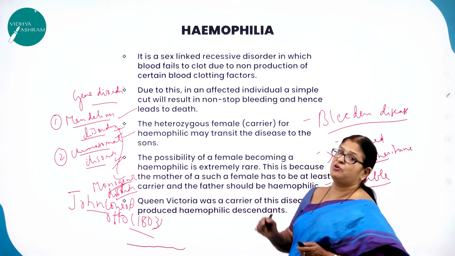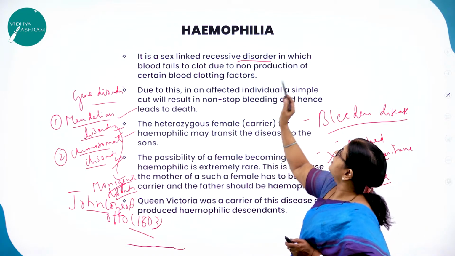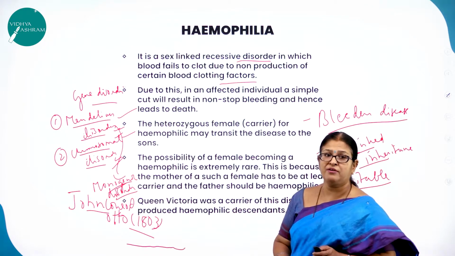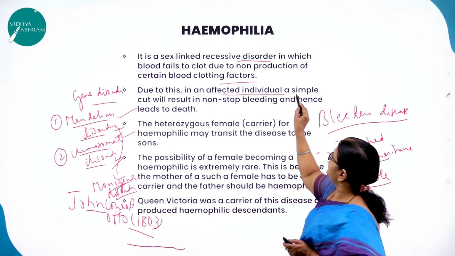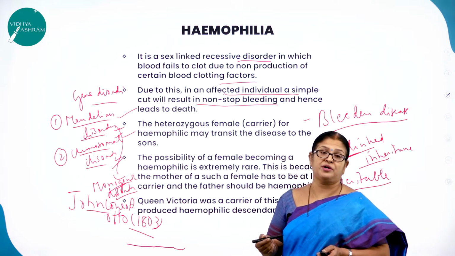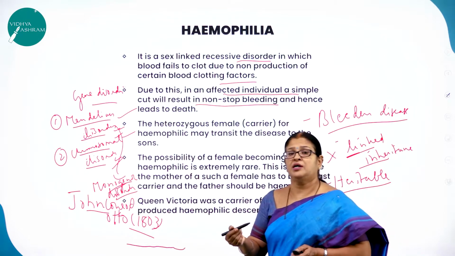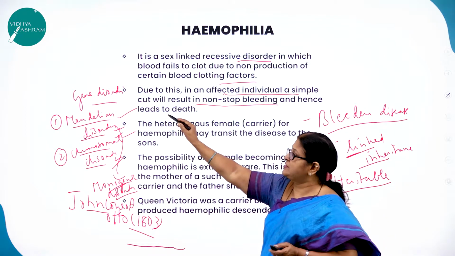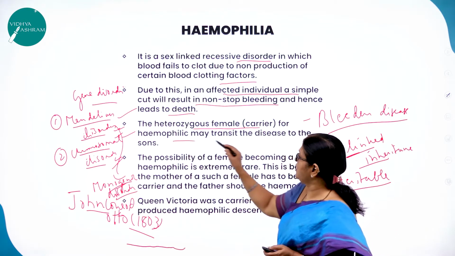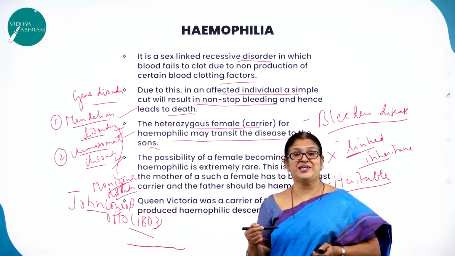So what is hemophilia? As I said, it is a sex-linked recessive disorder in which blood fails to clot due to the non-production of certain blood clotting factors. Due to this, in an affected individual, a simple cut will result in prolonged oozing of blood. Even from a small wound you can see profuse oozing of blood, and sometimes it may lead to death. The heterozygous female carrier for hemophilia may transmit the disease to the sons. Usually the females are the carriers and the targets will be the sons.